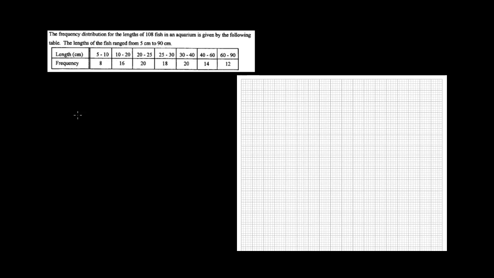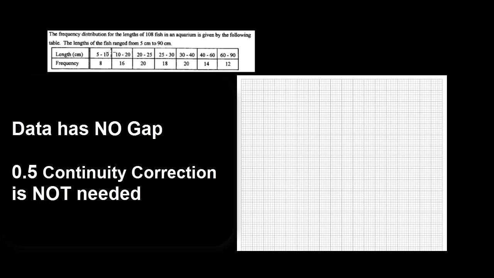Now let's do one sum where the data has no gap, so we don't have to do any continuity correction. So 10 and 10, that's it. This is the class boundary and that's it. When you draw the class boundary on the x-axis, all you have to do is 5, 10, 20, because there is no gap here. You don't have to put any 0.5.